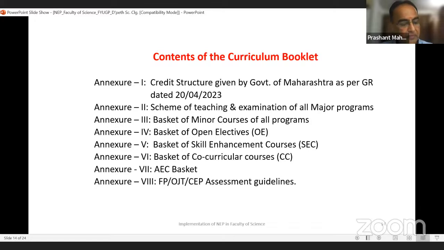In group D, microbiology and biotechnology, both subjects are in one group. Right, sir. That means if a student selects microbiology, he cannot select biotechnology. Vice versa, if he selects biotechnology, he cannot select microbiology. True, sir, what you are saying is correct. From any group, if he selects a major, he will not be eligible to select a minor from that group in third semester.